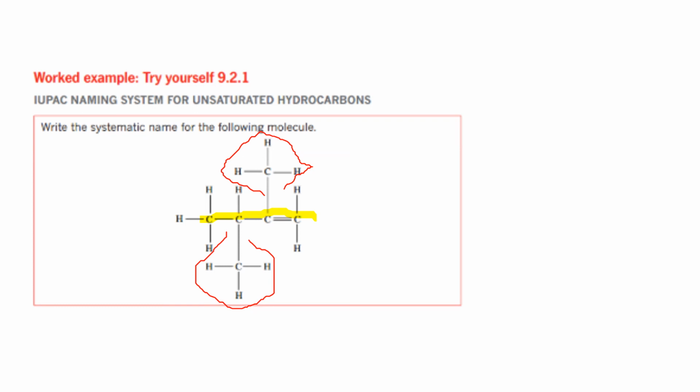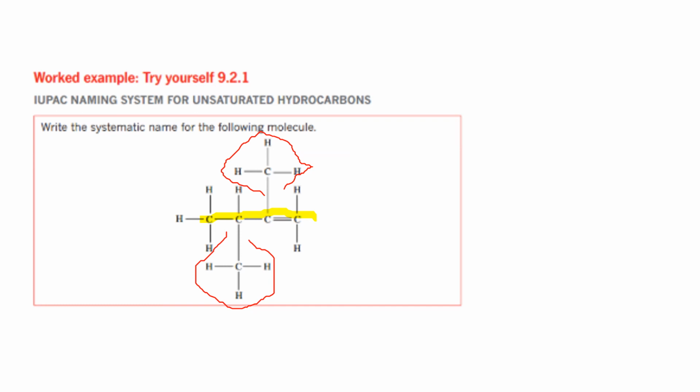So this has to be a butane structure, but it has a double bond on the first carbon, so it probably has to be butene, and then you have to add on the side chain. In this case, you have a methyl side chain on the second and third carbon. So the name most likely has to be 2,3-dimethylbut-1-ene. So think about whether you have that answer.